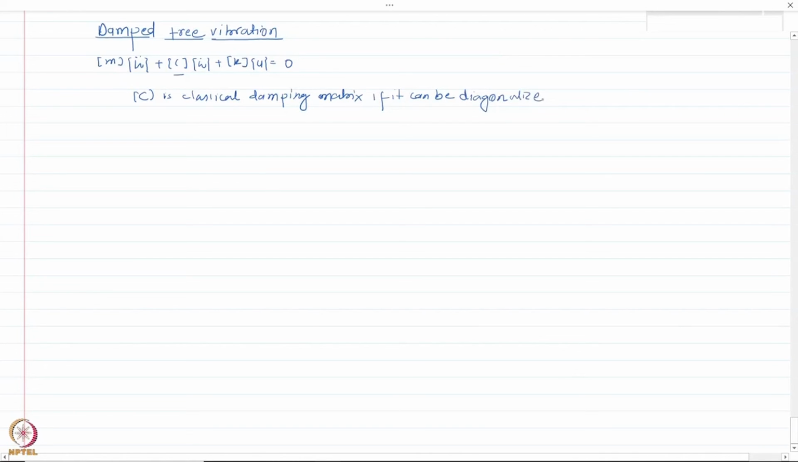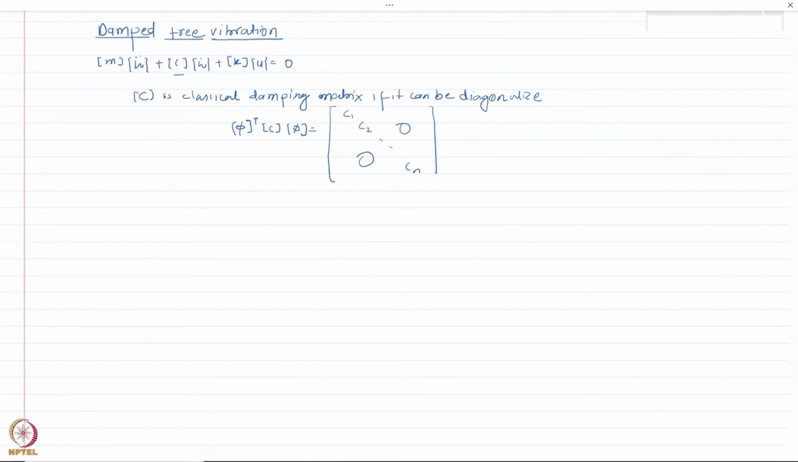Okay, how do we diagonalize any matrix? We multiply with the modal matrix, and then see whether it can be diagonalized or not. So let us say it becomes C1, C2, ... Cn on the diagonal, and 0 elsewhere. And if it can be diagonalized, we call it a classical damping matrix.